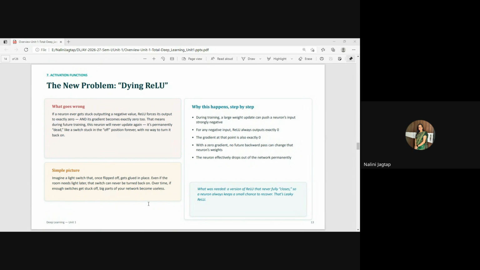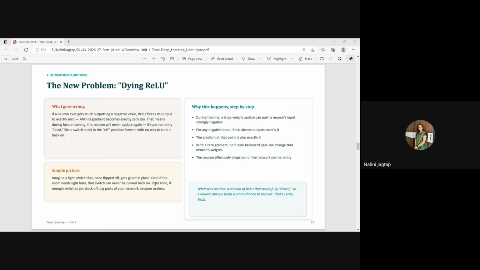The clearest way to picture this is a household light switch that, once flipped to off, somehow gets glued in that position forever. No matter how badly the room might need the light later on, that particular switch can never be turned back. This is how the dying ReLU problem arises. I hope you understand.